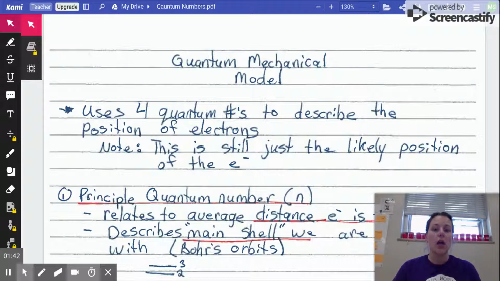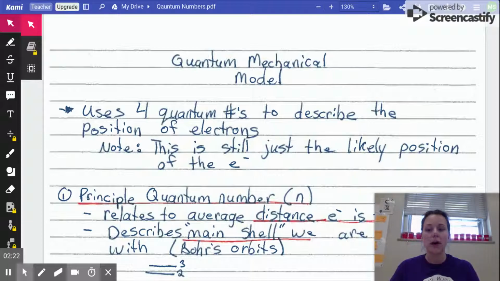And so this brings us to the quantum mechanical model. The quantum mechanical model uses 4 quantum numbers to describe the position of electrons. And it's important to remember that this is still just the likely position of where the electrons are. As I go through this lesson, you're probably going to want to hit pause so you can copy down the information that you see on your screen, because this is going to become your note for the quantum mechanical model. And it has been supported by some other videos with other instructors explaining the orbitals of electrons.